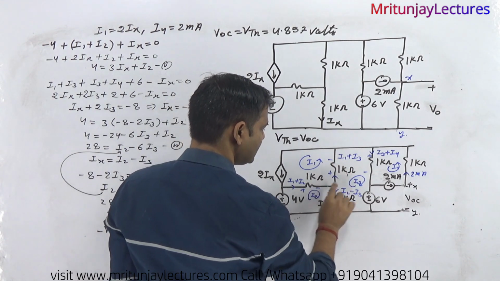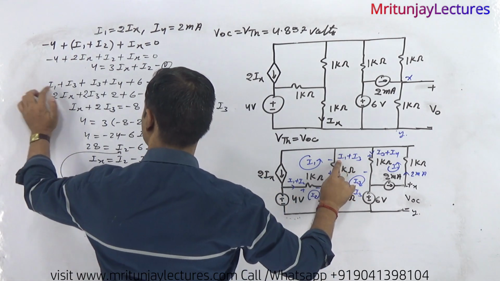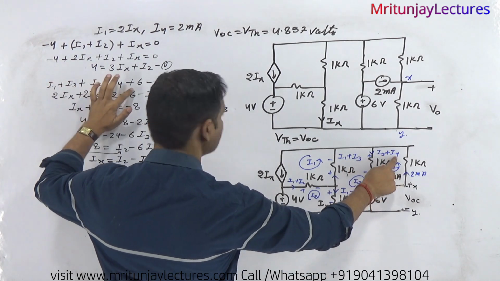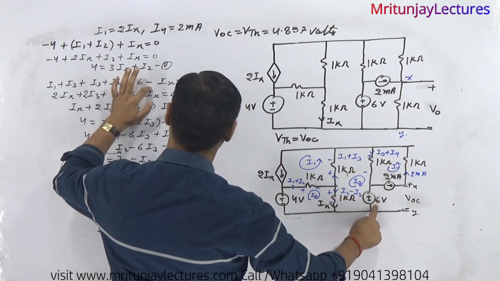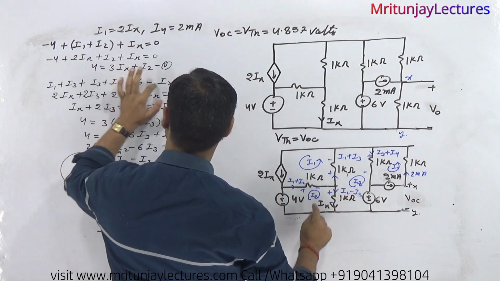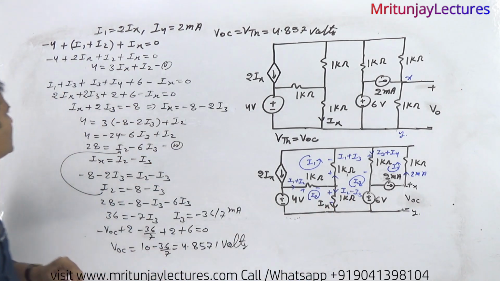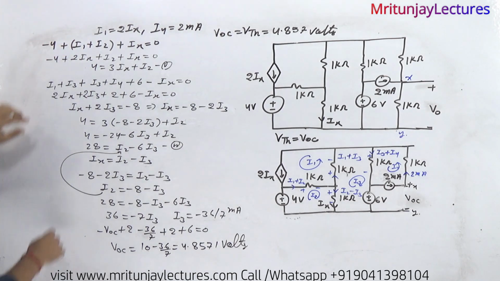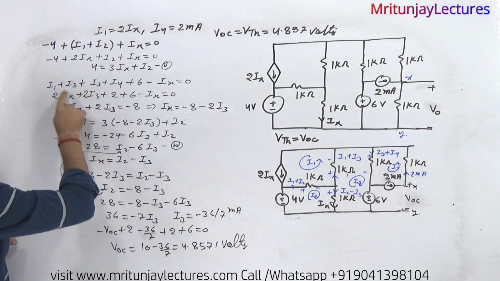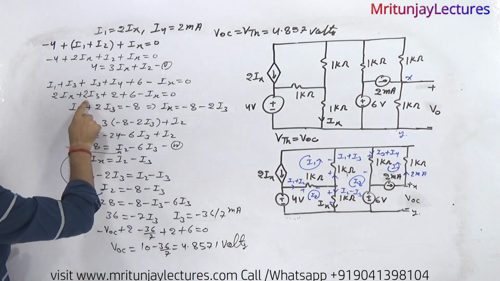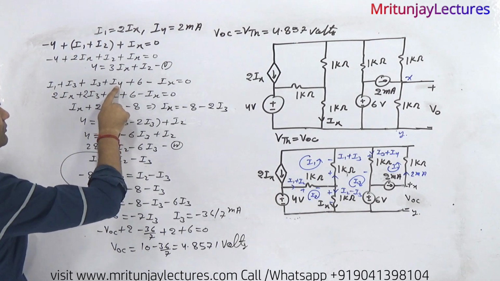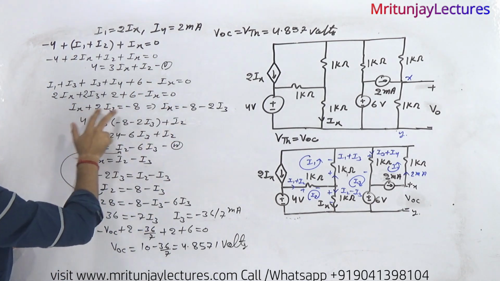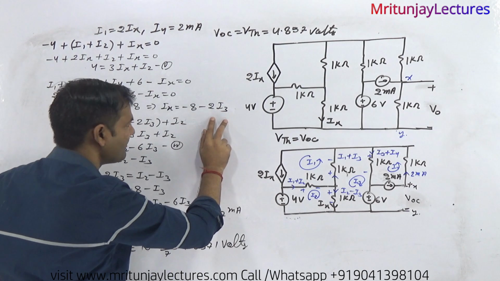Plus to minus, plus I1 plus I3, plus to minus I3 plus I4, plus 6 volt, -2, plus minus Ix, this is equal to 0. After solving, what about Ix? I1 is 2Ix, put it here; I3 plus I3 is 2I3. What about I4? I4 is 2 milliampere, that is 6, and put this value. After solving this, we got Ix like this one.